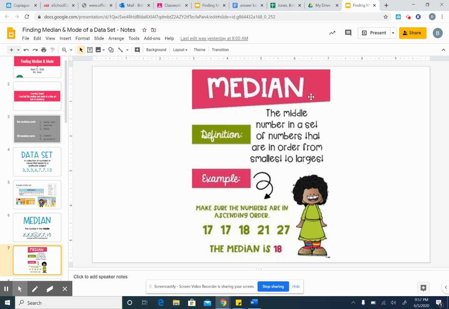Okay, again, the median is the middle number in a set of numbers that are in order from smallest to largest. So let's look at these 5 numbers right here. 17, 17, 18, 21, 27. They go from smallest to biggest. So when you have them in a line, find the one in the middle. Okay, right here, 18 is in the middle, so 18 is the median.